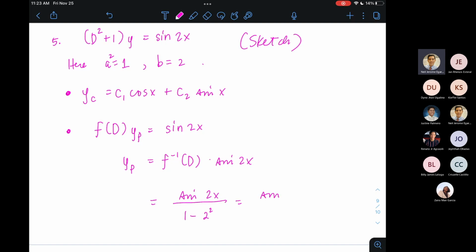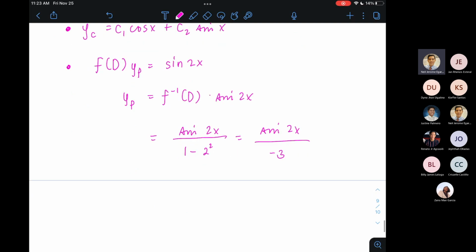So that's sine of 2x all over what? Negative 3? Tama ba? Negative 3? Okay, hopefully my arithmetic is still working. So therefore, ang general solution ay c1 cosine x plus c2 sine x minus sine 2x all over 3. End of solution.